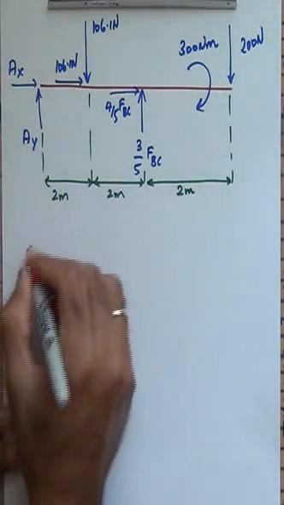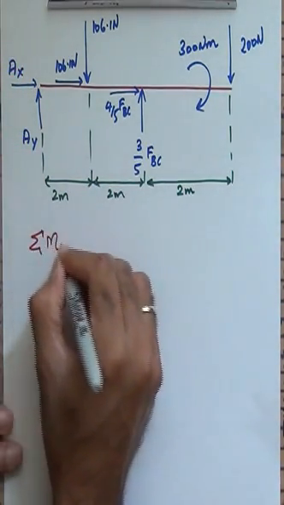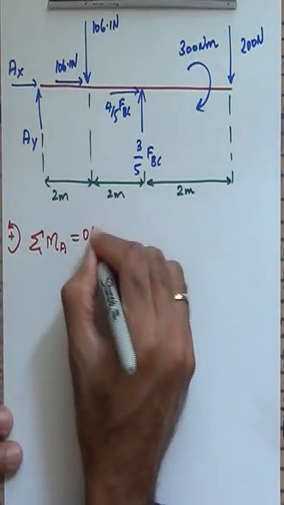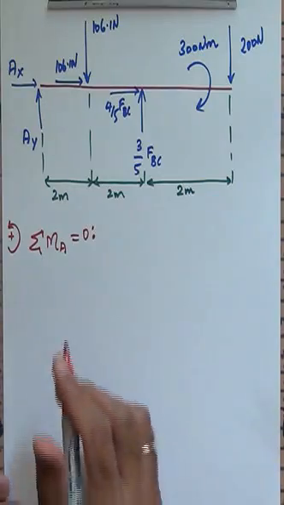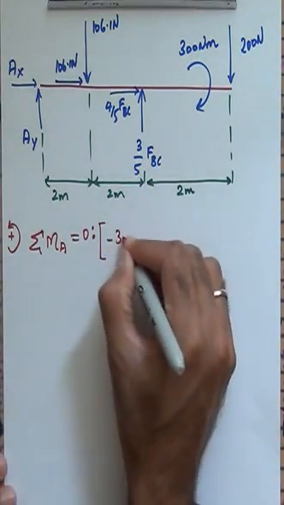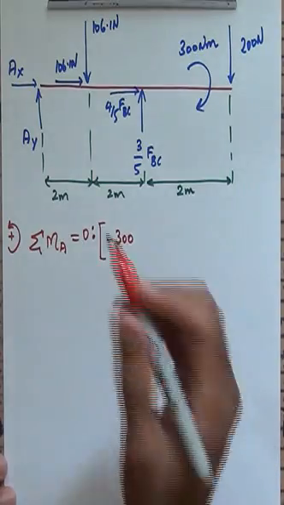Alright, so I'm going to sum moments about the point A. Clockwise moments are treated as positive. When I do that, the pride of place goes to the couple moment, 300 Newton meters. So this is going to be minus 300 Newton meters first of all.